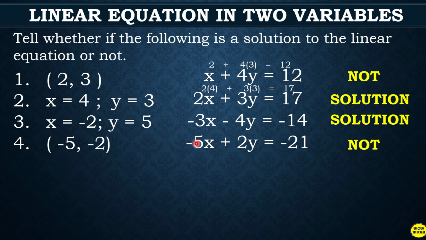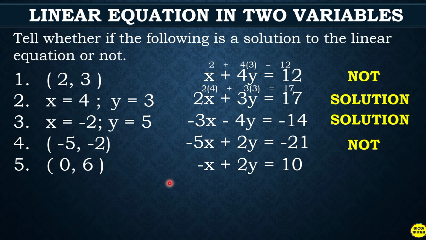Because ito magiging positive 25 pag sinubstitute natin sa negative 5. Ito naman magiging negative 4. So 25 minus 4 dapat 21. Positive 21, hindi negative 21. So negative 5, negative 2 is not a solution of this linear equation. Next, 0, 6. Is this a solution of the given equation?